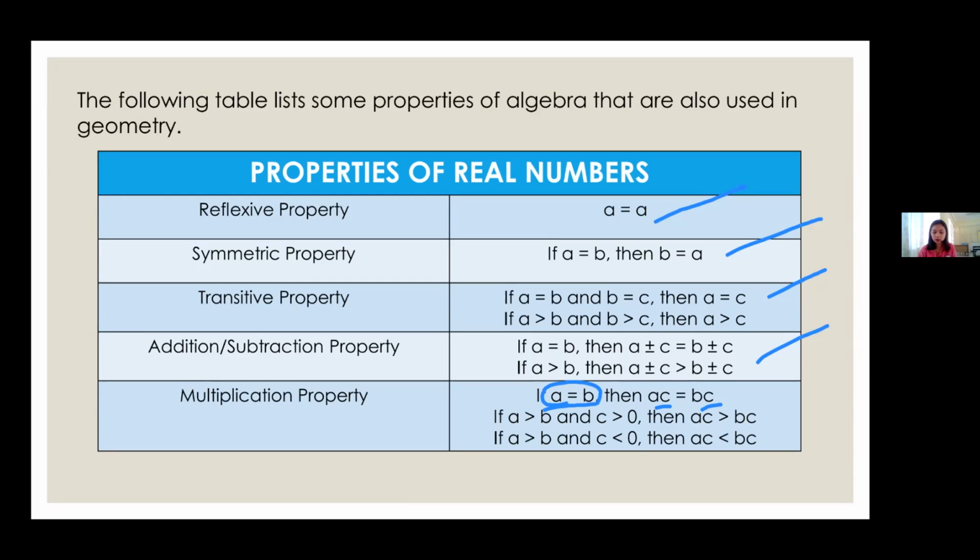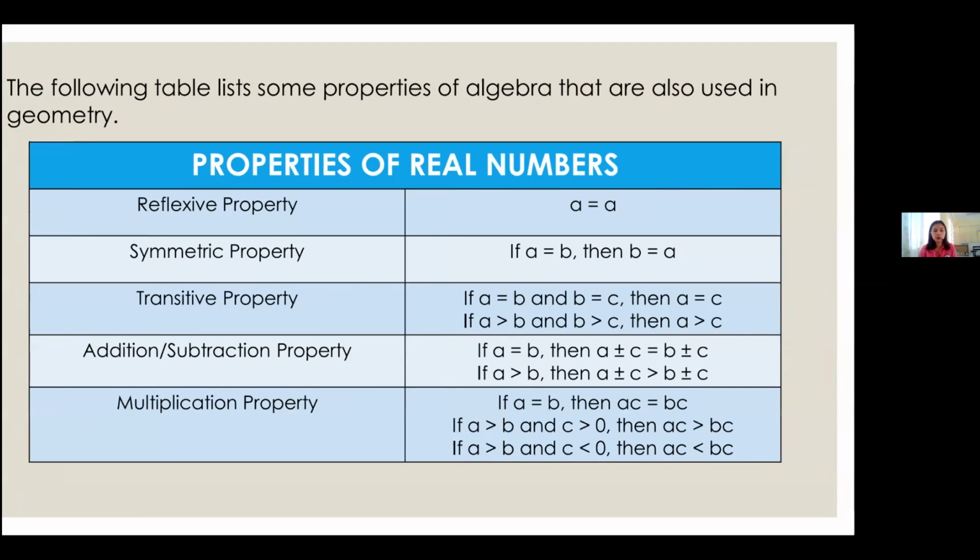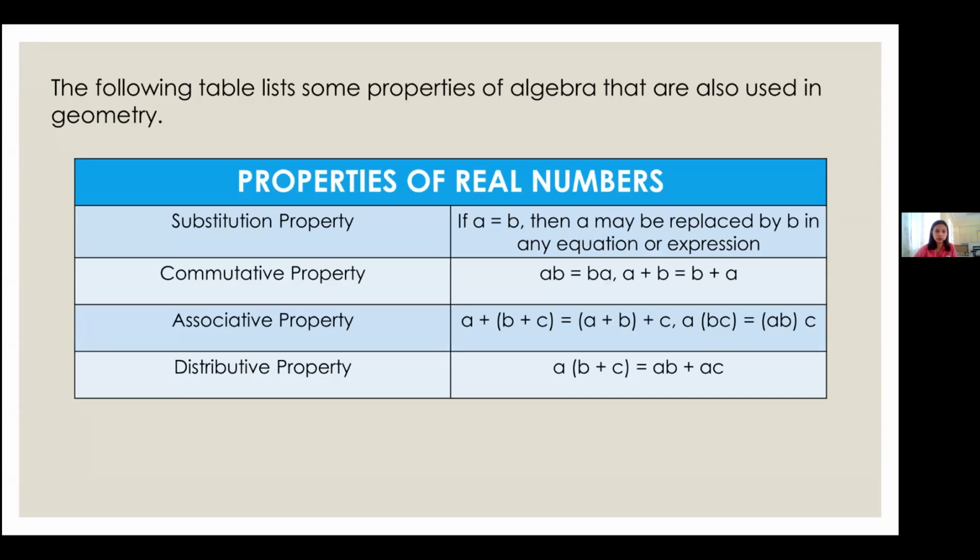Next, ayan, clear lang natin. Ayan, so another set of properties that we can use in proving aside from those po, we also have here the substitution property. Substitution property: if A equals B, then A may be replaced by B in any equation or expression po. Okay? Ayan. So, andyan na yung clue word ninyo, substitution po. Okay? Commutative.